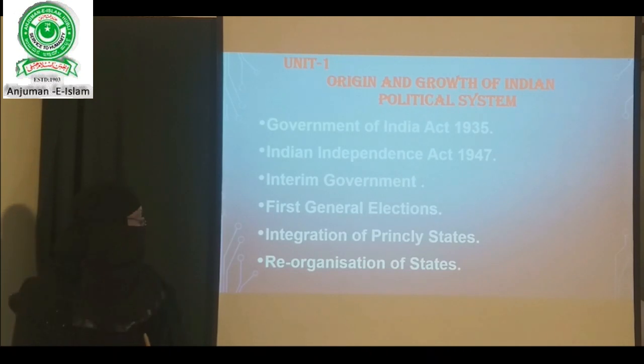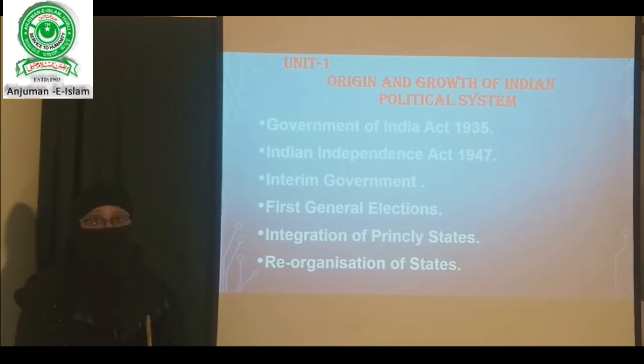Then comes the task of integration of princely states. Dear students, as you know, in India, Britishers ruled us till 1947, and it was a big task after independence to integrate the states which were divided into British India and princely states. And here we will see how the integration of princely states took place.